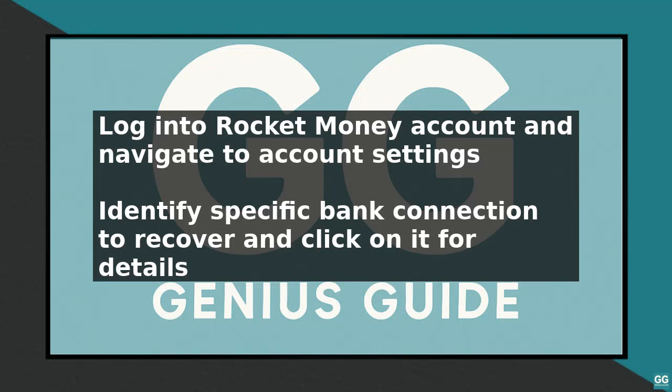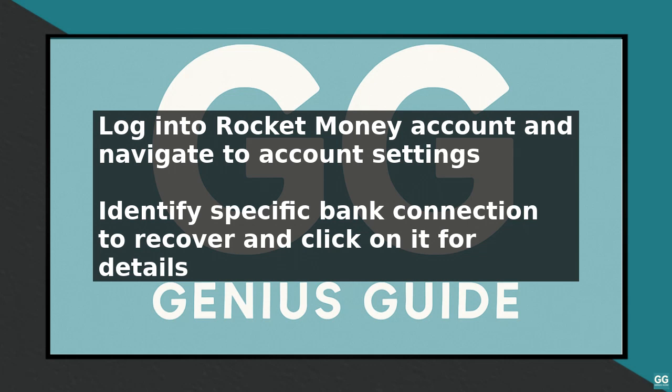To recover a Rocket Money bank connection, start by logging into your Rocket Money account and navigate to the Account Settings or Bank Connections section. Here you will see a list of all your connected banks and accounts. Identify the specific bank connection you want to recover and click on it to view its details.